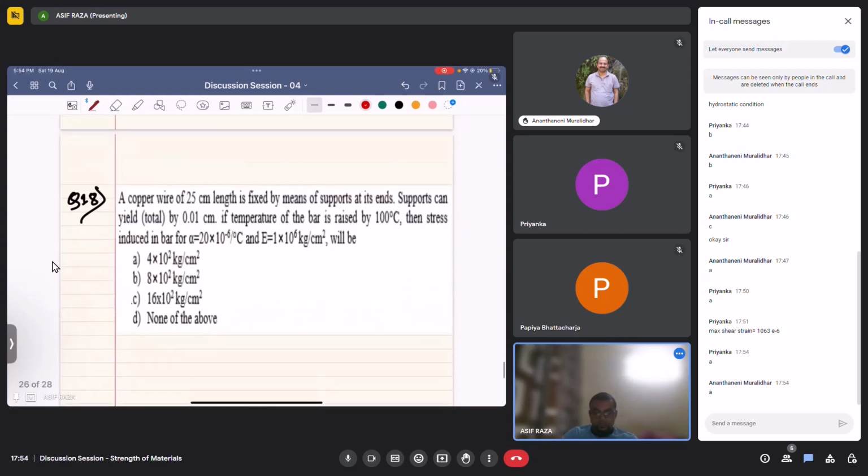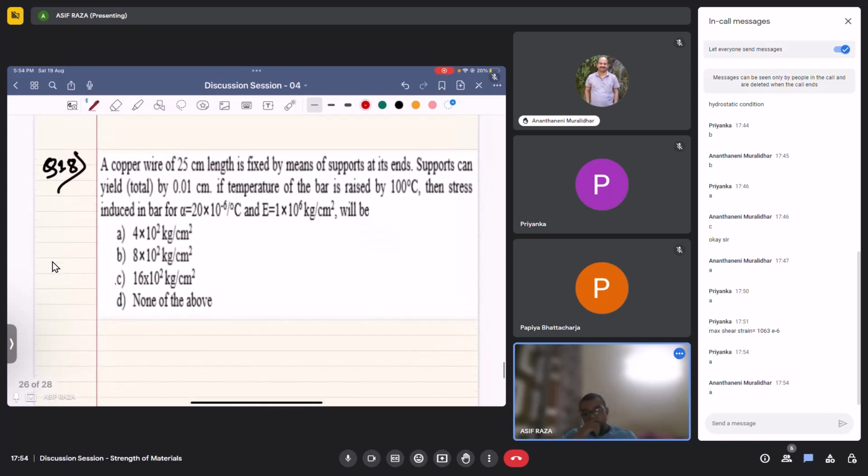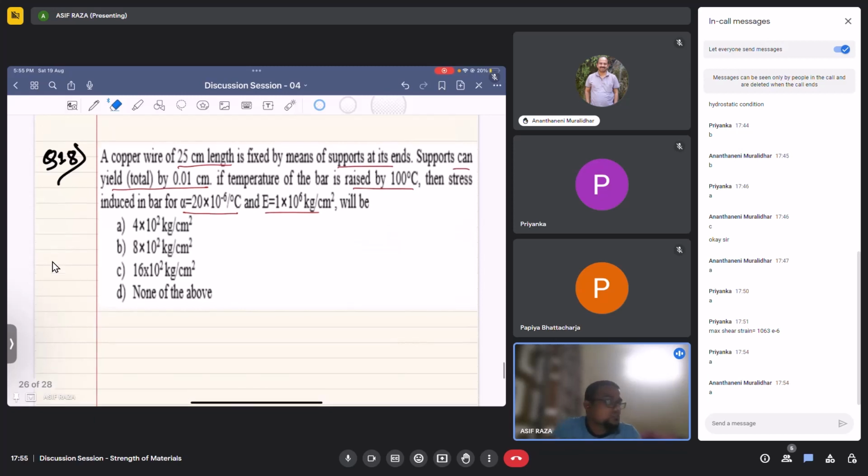Okay, let's move on to the next question. We're given a copper wire of 25 centimeter length fixed by means of support at its end. Supports can yield by 0.01 centimeter if the temperature of the bar is raised by 100 degrees Celsius. Then the stress induced in the bar, for the given value of alpha and E, and options are this. So it's kind of a compatibility thing only.